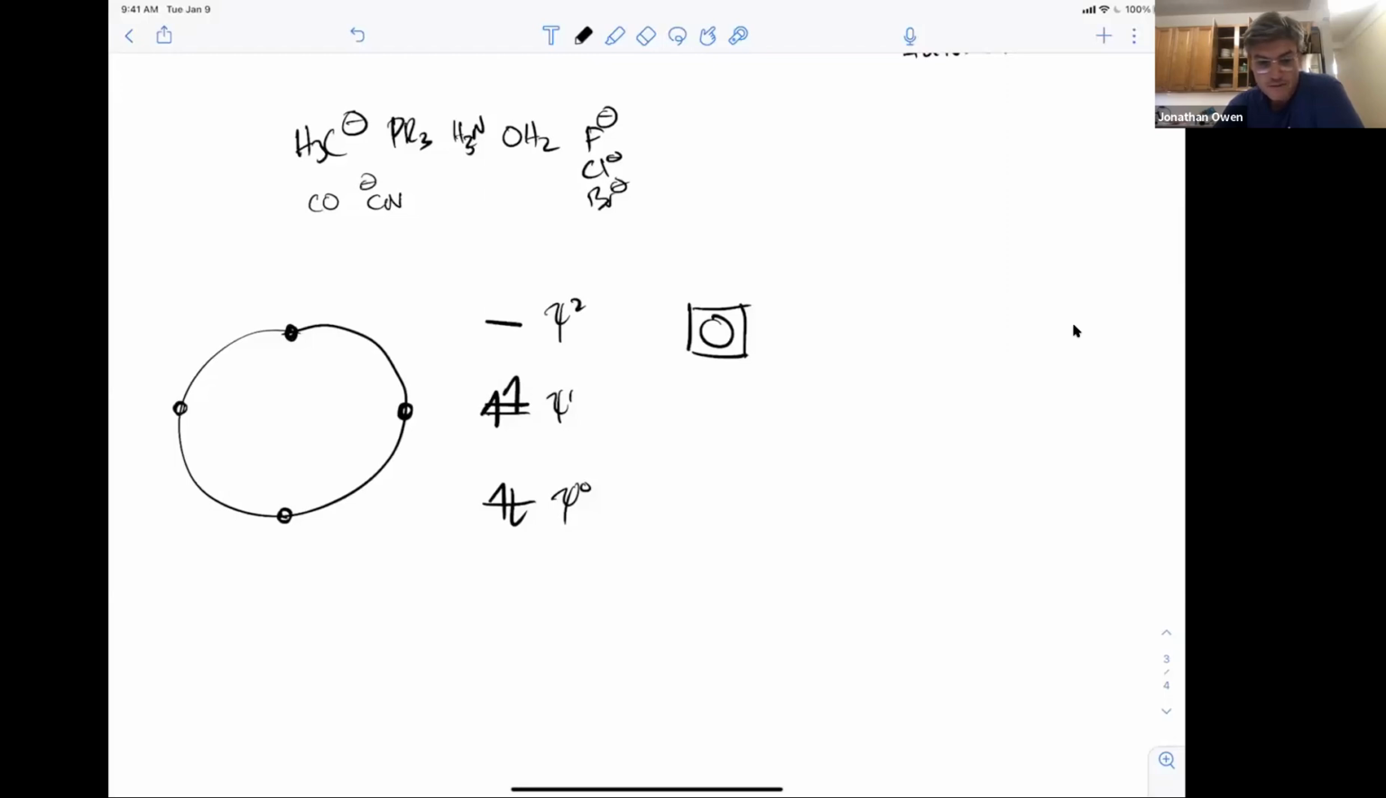It's a triplet. But cyclobutadiene is not a triplet, actually, because it changes shape. It does something analogous to a Jahn-Teller distortion. It's called a Peierls distortion. And now you have 2 double bonds and 2 single bonds.